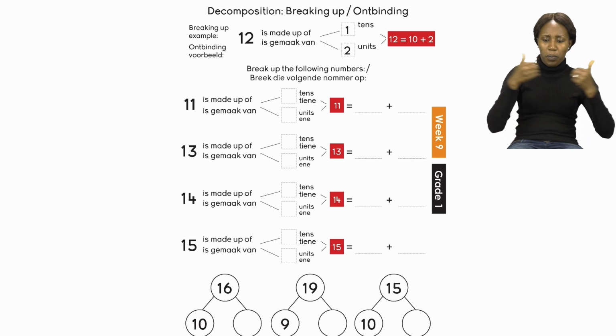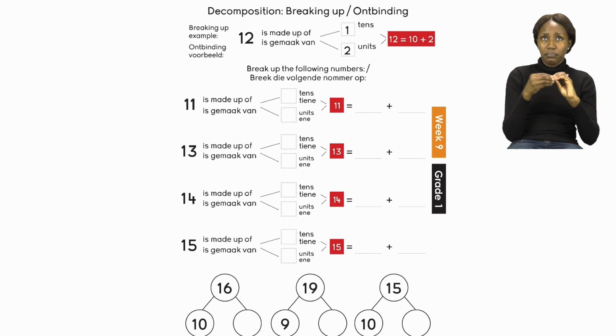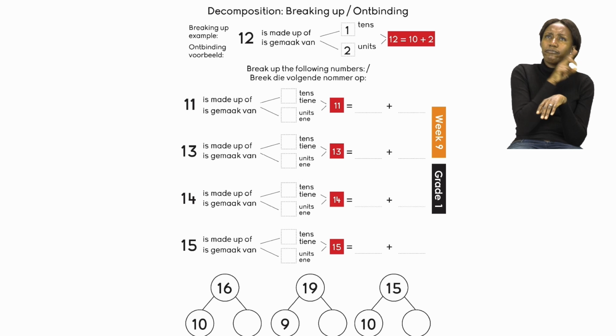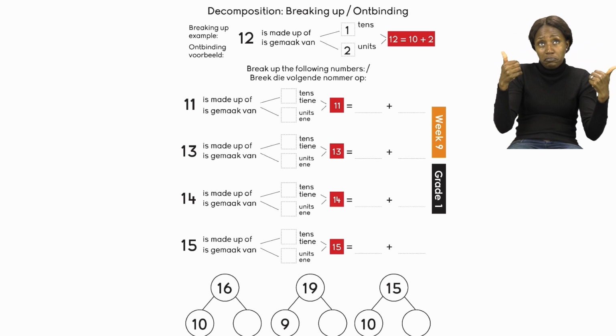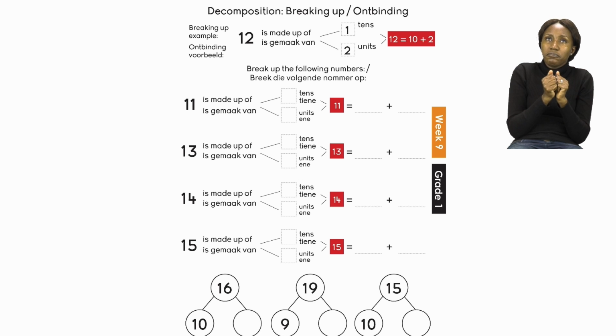Now, as we decompose, this means that we are breaking up a number, and then after that, we are putting it together in a different way. So, they have given us the example of 12, and they said 12 is made up of 1 tens and 2 units. And then after breaking up 12 into tens and units, they have decided to put it in a sum, which now says 12 equals 10 plus 2. So that's what we are going to do as well.